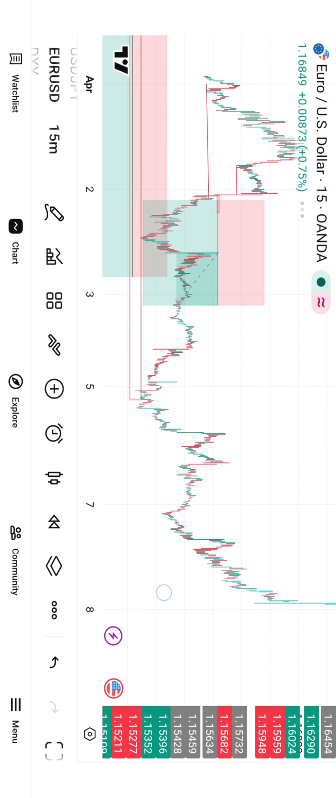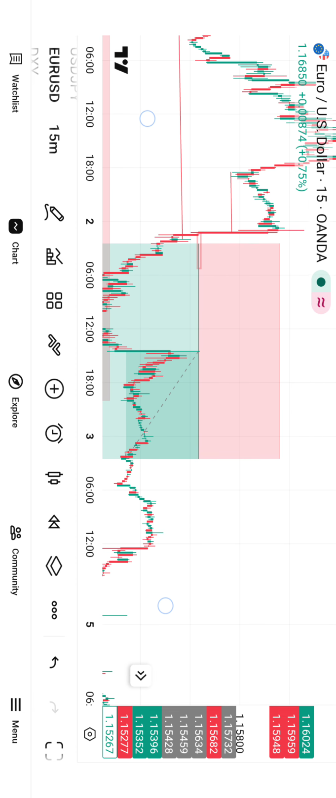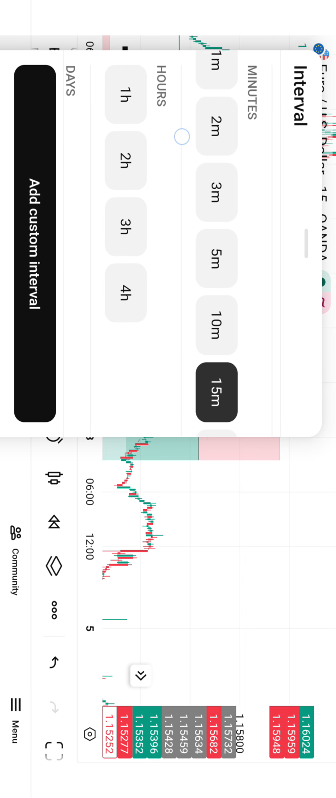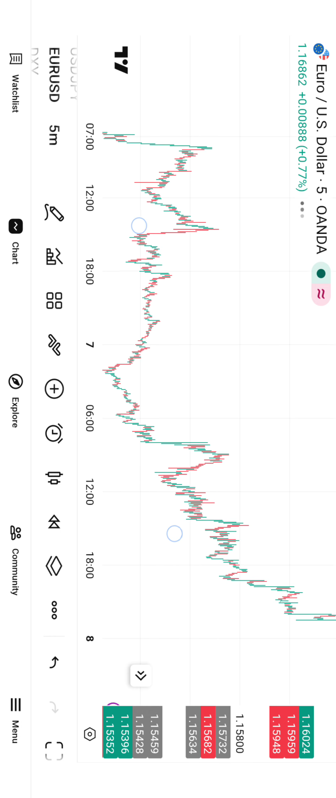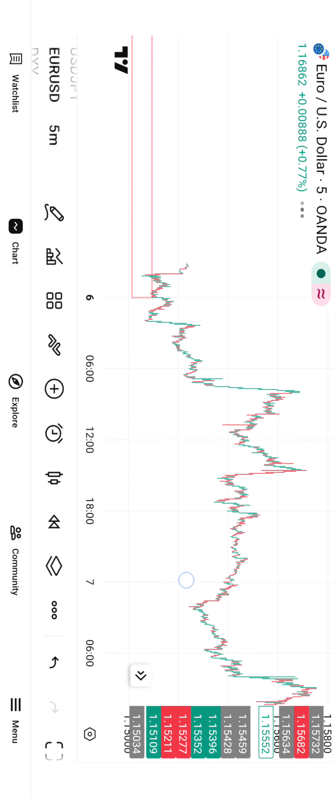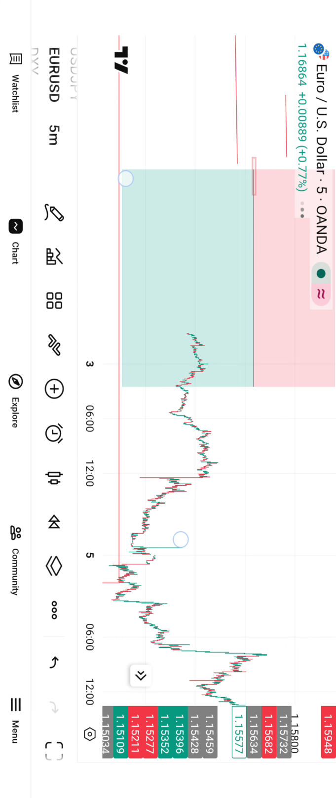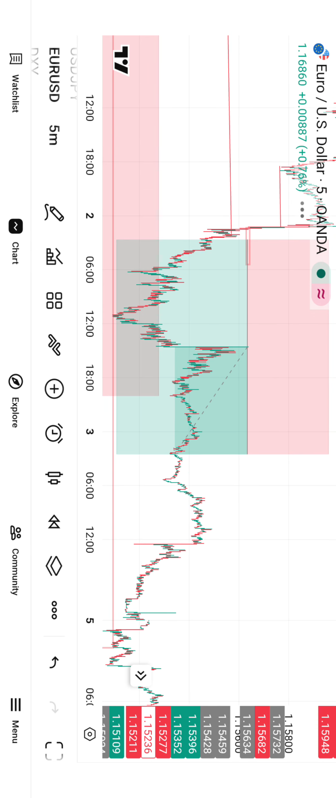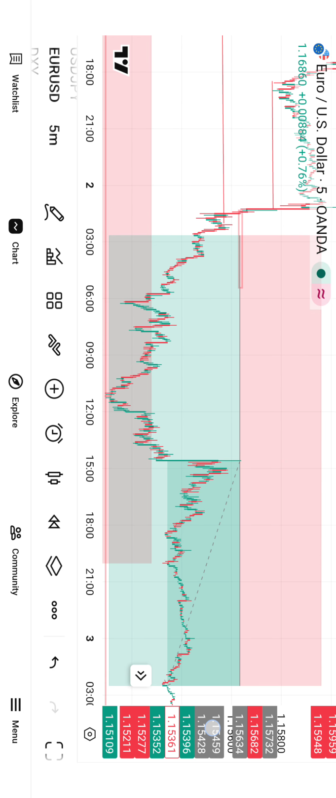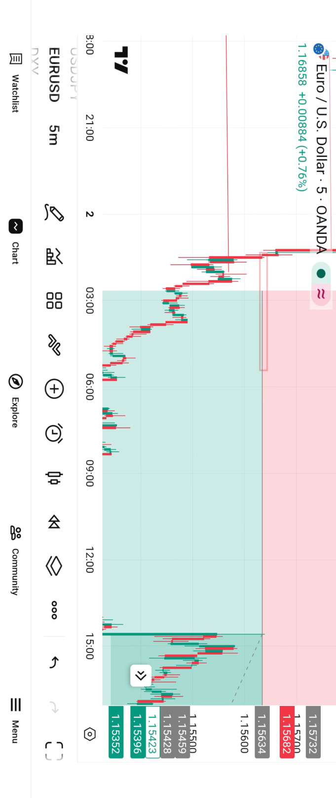Because I wanted to make a nice entry, we mitigated it to the 5 minute time frame. Because the main move has already happened and we've missed it, we need to look for at least some lower time frame order blocks, so lower time frame fair value gaps. So yes, this is what we have here. I went down to the 5 minute time frame.